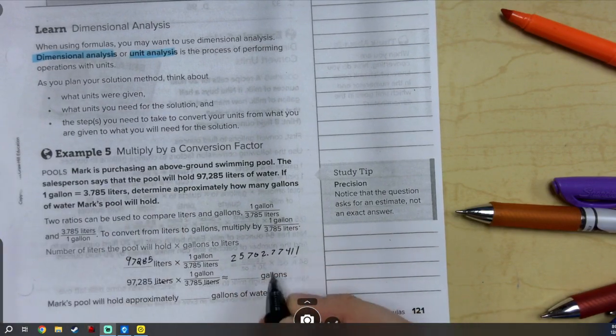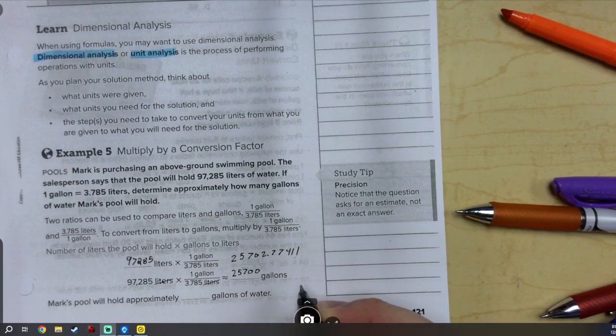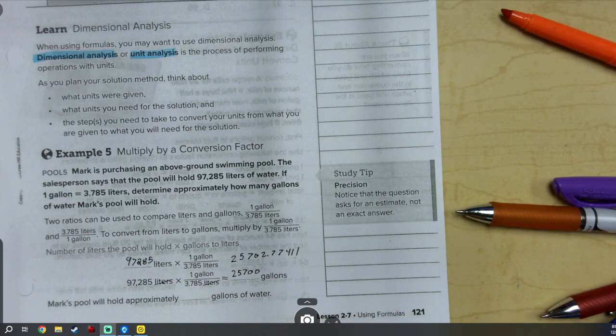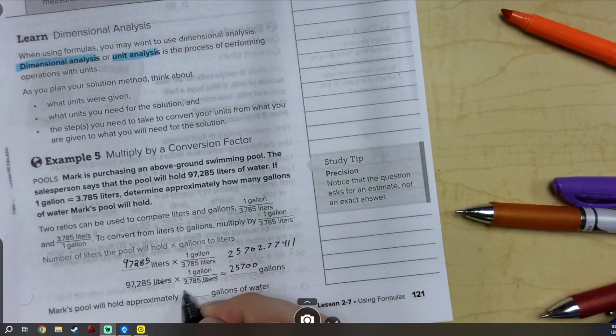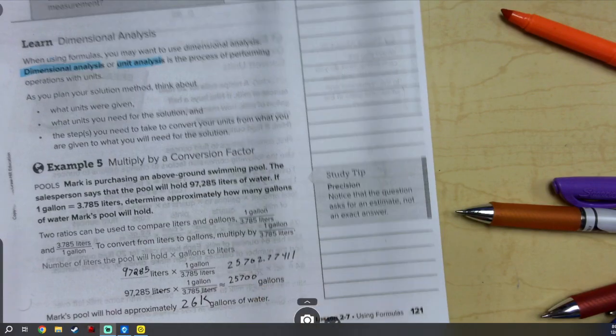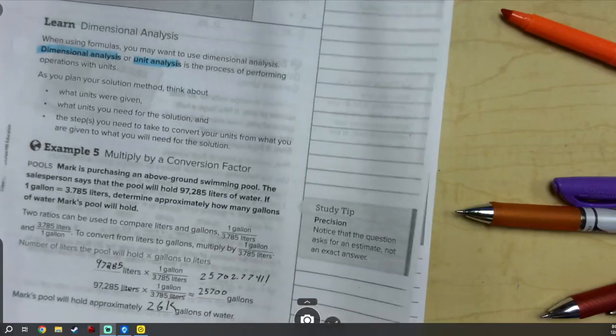25,702.77411. So if we were to approximate that, I'd say 25,700 gallons is a good approximation. It's a little bit more. We could even round it up to say approximately 26,000 gallons of water. It's 300 gallons shy, but we're rounding.